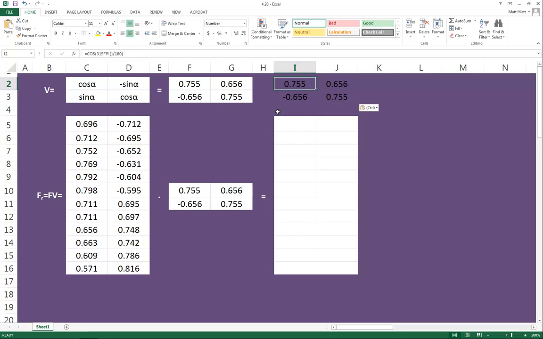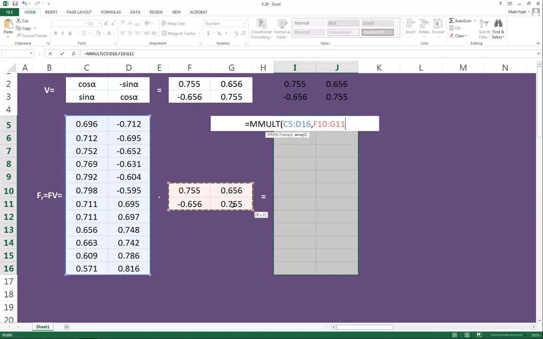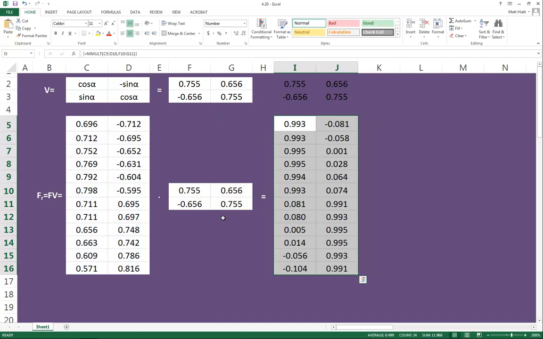So when the unrotated factor pattern is post-multiplied by this rotation matrix V, the result is indeed the rotated factor pattern, which we call F sub R, that has what we want. So what we'll do is matrix multiplication. MMULT. Highlight our matrices. Control Shift Return. And that's the rotated factor pattern matrix that we saw in the text.